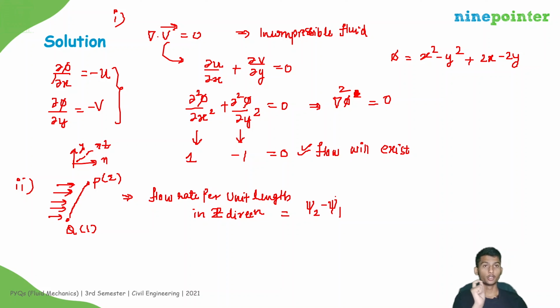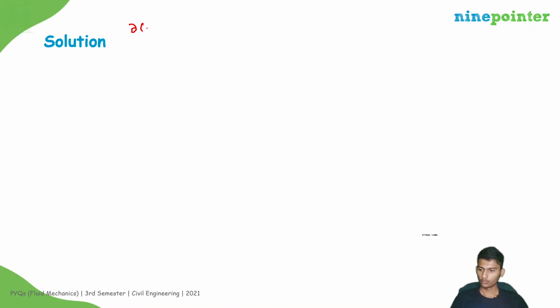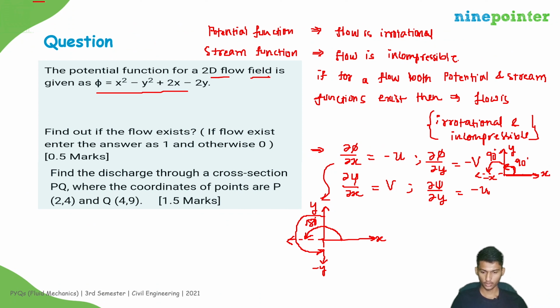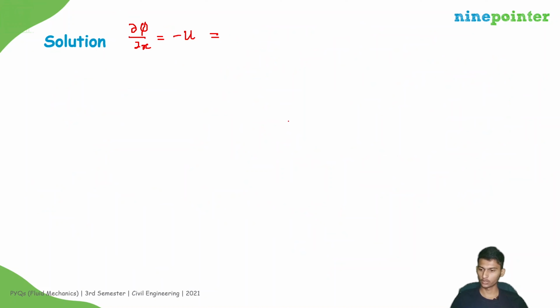So stream function value at 2 minus stream function value at 1. So we need to find the stream function for this. We already know ∂φ/∂x is equal to minus u, and u is equal to ∂ψ/∂y. So you can write ∂ψ/∂y, plus.